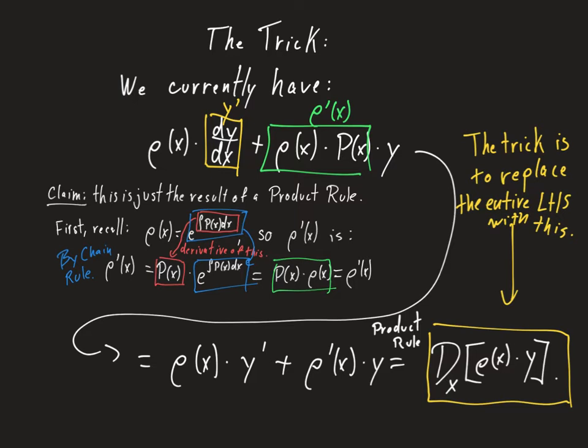As you can see in what I've done here on this whiteboard, there's nothing special. There's nothing that depended on a specific value of any of these functions or of any particular setup of the differential equation. This will always hold. We can always replace the left-hand side that we've gotten at this point in the process with the derivative of rho of x times y.